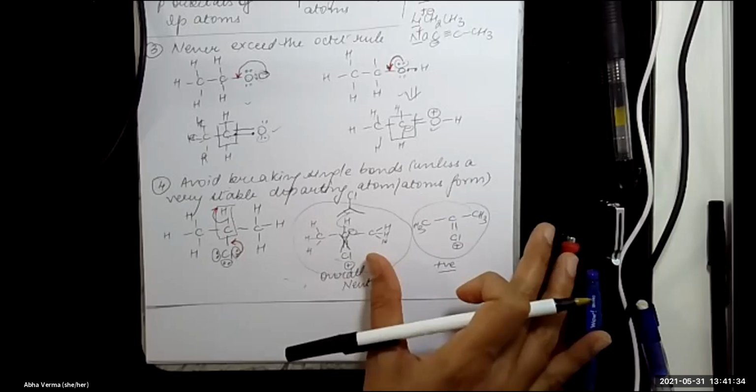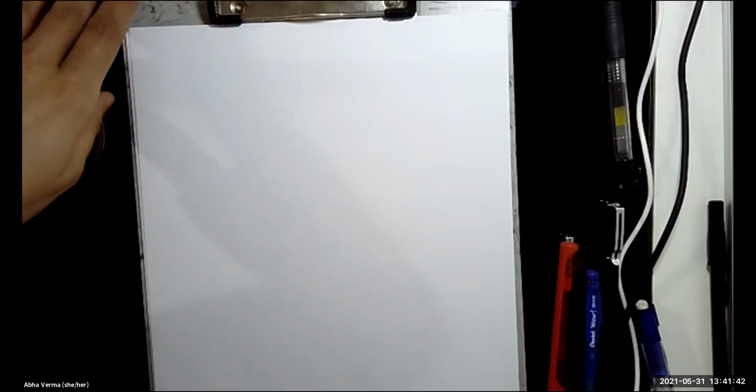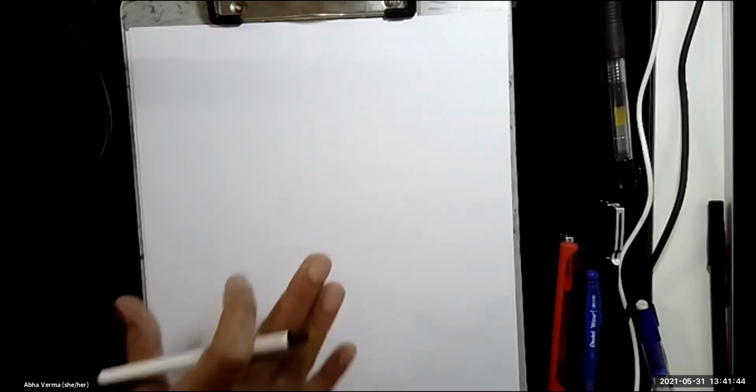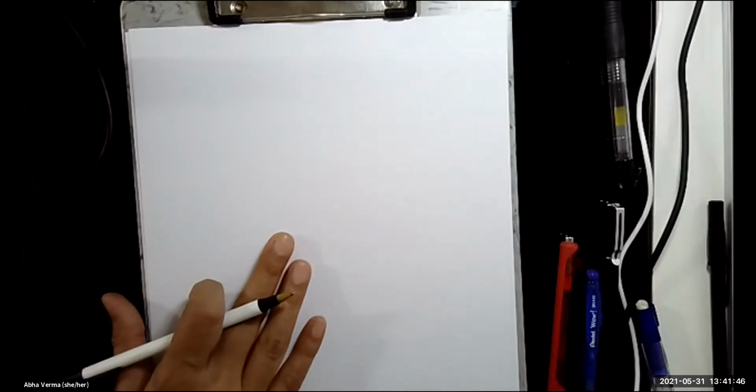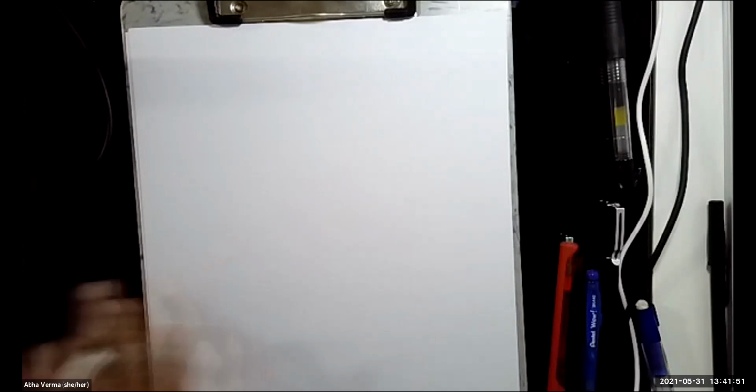We will study how carbon loses its leaving group, but we will do that in module 6. So for now, just remember that while you're drawing resonance structures, do not break single bonds. So keeping these 4 rules in mind, let's see where resonance structure can occur.